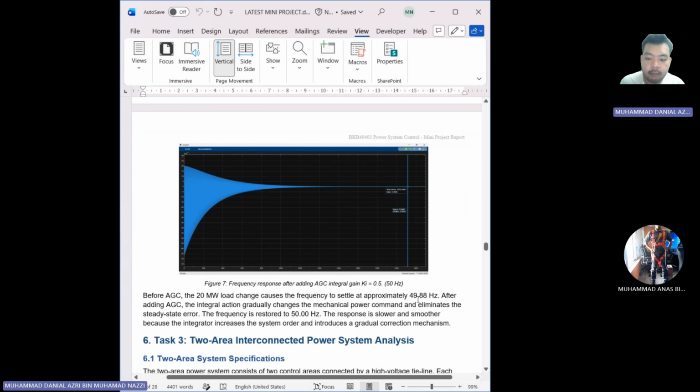This is because before AGC, the 20 megawatt load change caused the frequency to settle at approximately 49.88 Hz. But after adding AGC, the integral action gradually changed the mechanical power command and eliminated the steady state error. The frequency is restored to 50 Hz. The response is slower and smoother because the integrator increases the system order and introduces a gradual correction mechanism. This is the main reason why the time taken is higher than before. So that's all from me.